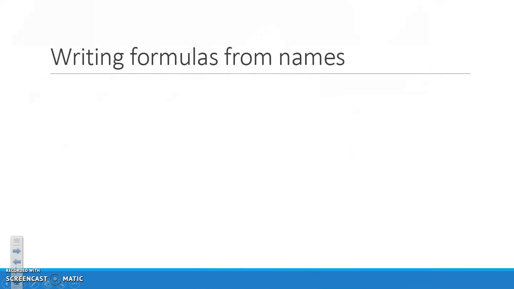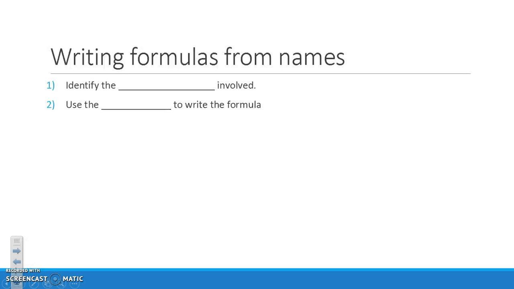Okay, what happens if we want to write the formulas, but we only have the name? Well, you've got to be able to do both. All right, so first you need to identify the elements involved. And you're going to use the prefixes to help you determine your subscripts. Those are going to tell you your subscripts.